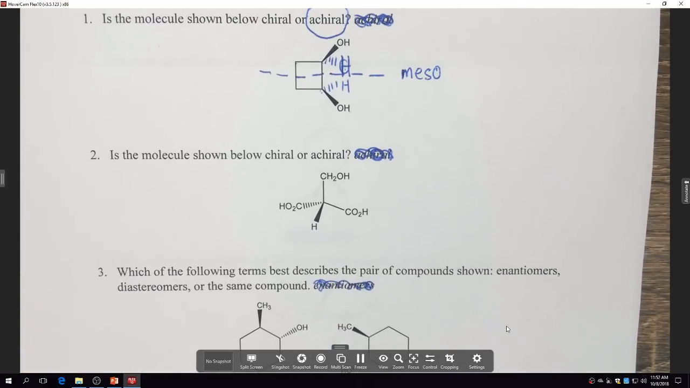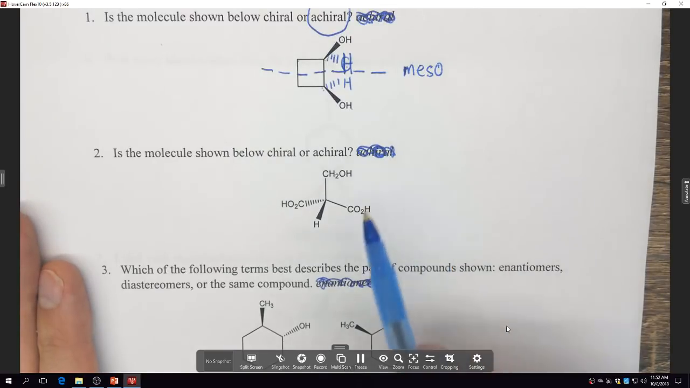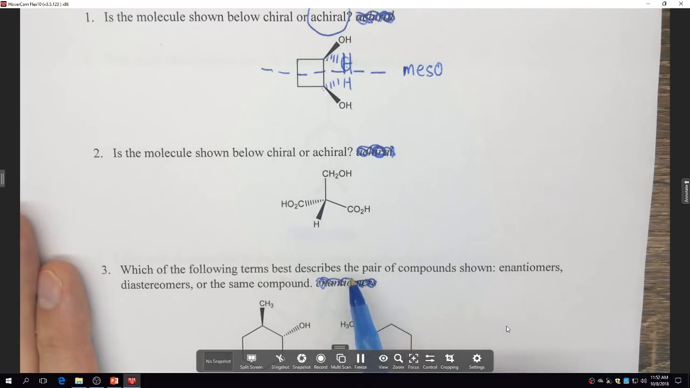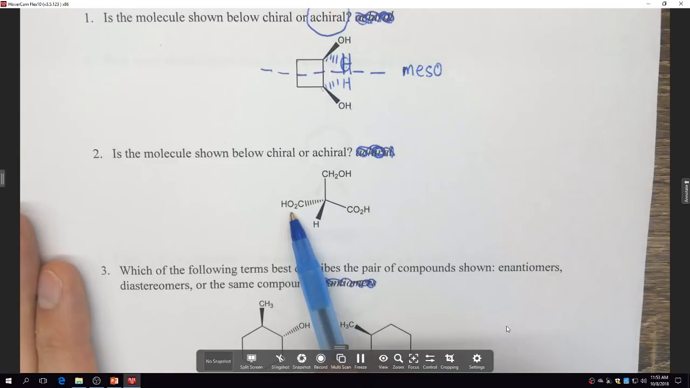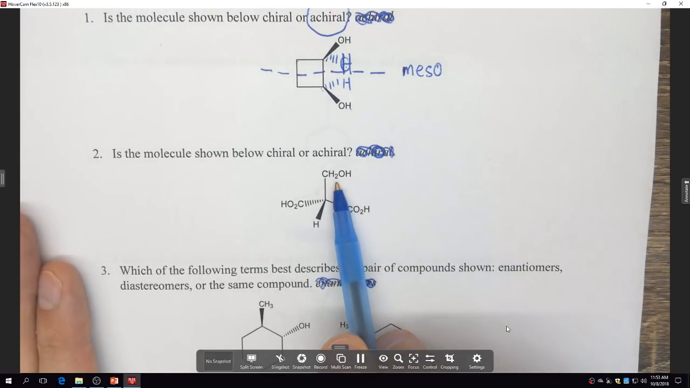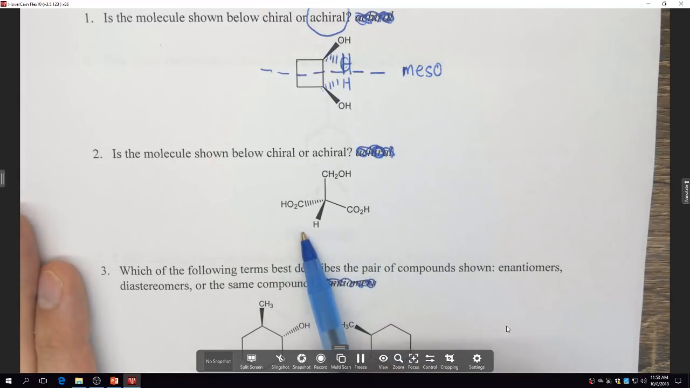Example number 2 is a more straightforward example of this. It says, is the molecule below chiral or achiral? What are we looking for to determine whether it's chiral or achiral? 4 different substituents. Here we have a carboxylic acid. What do we have here? An OH group, what do we call that? Alcohol, carboxylic acid, and a hydrogen.